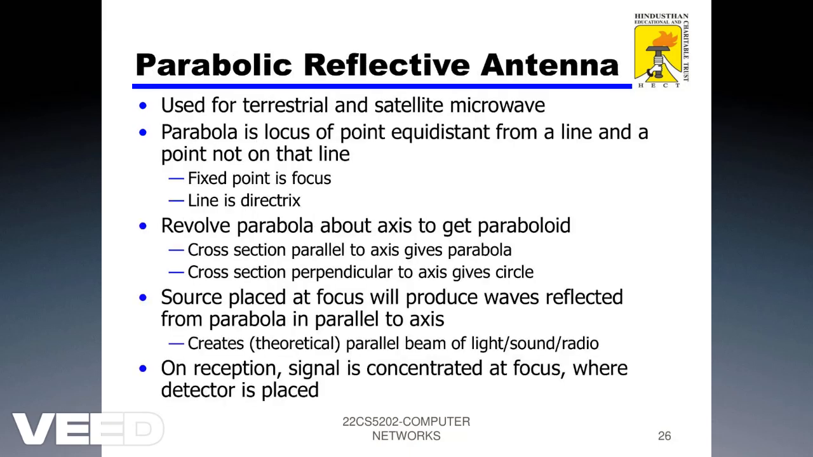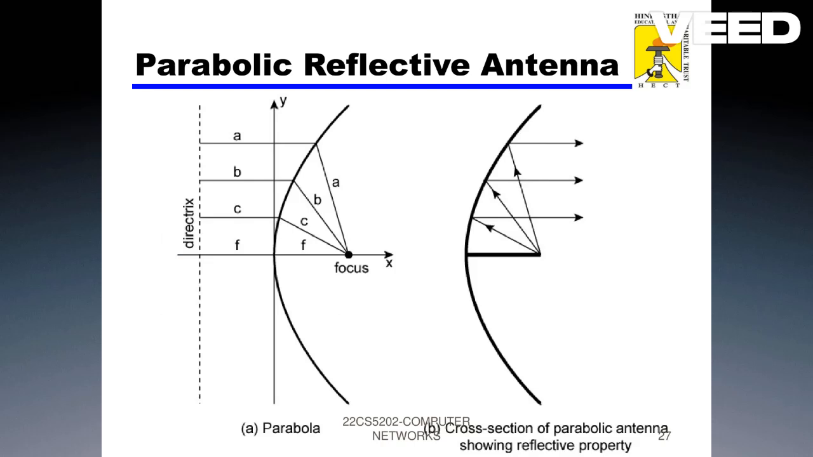Parabolic reflective antenna is used for terrestrial and satellite microwave. It resolves the parabolic issues, and the signal is concentrated at the focus where the detector is placed. This is a parabolic reflective antenna, and it looks like a curve.